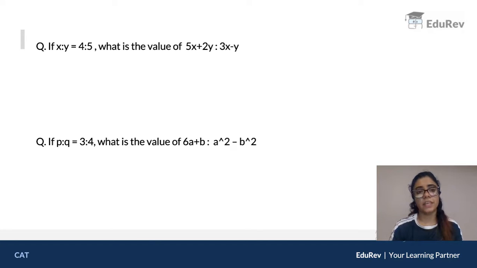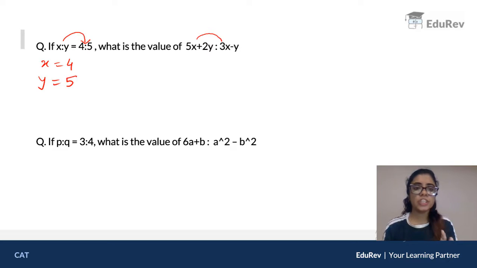So please try to understand. Now, what is given? If x is to y is 4 is to 5, what is the value of this expression? Generally, what do students do? They will substitute x as 4, y as 5 and get the answer. Logically, this concept is wrong. It is not correct because the ratio of x is to y being 4 is to 5 does not mean x का value 4 है और y का value 5 है. No, it is just a ratio.